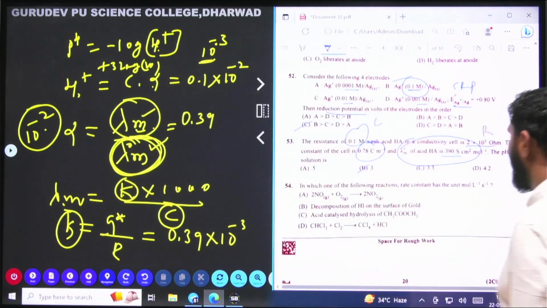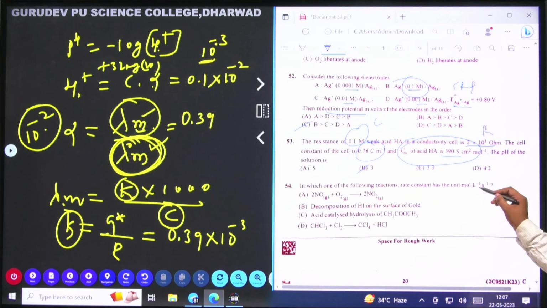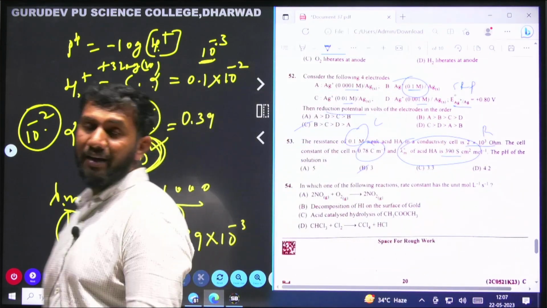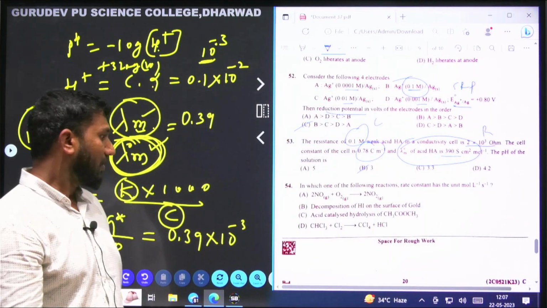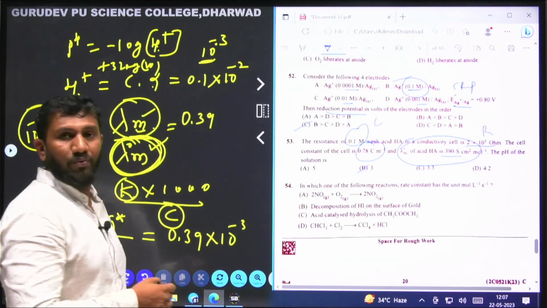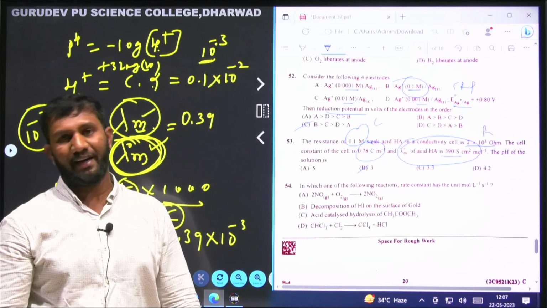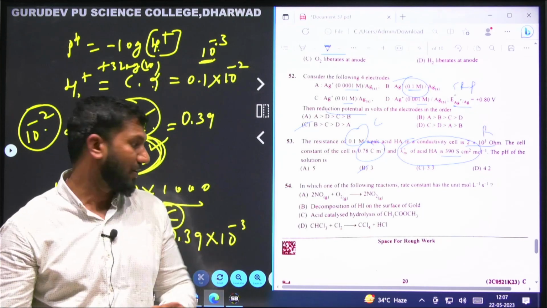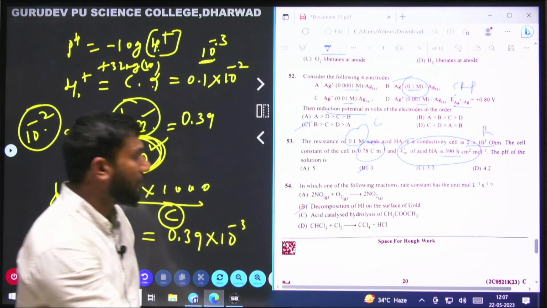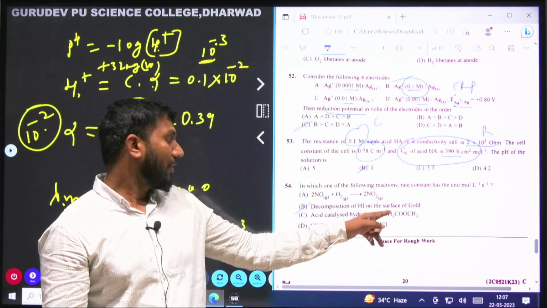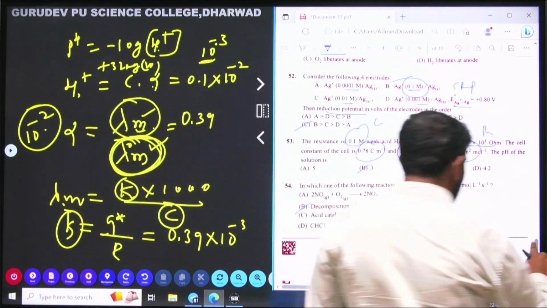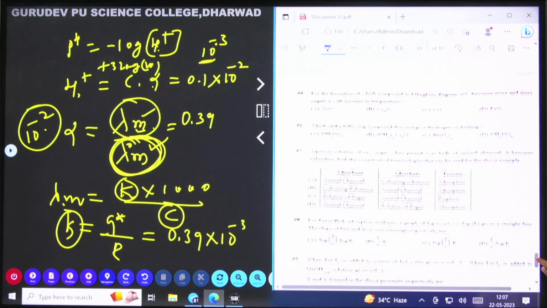In which of the following reaction, rate constant has unit mole per liter per second? So generally zero order reactions are independent of concentration, right? So reactions which are carried out on the surface of metals are generally considered as zero order reactions, or reactions carried out in the presence of sunlight. So that's why decomposition of hydrogen iodide on the surface of gold is an example for zero order reaction. Okay, next I will move on to question number 55.